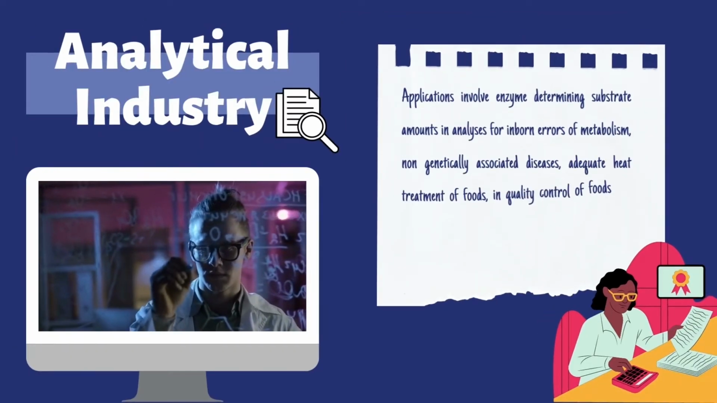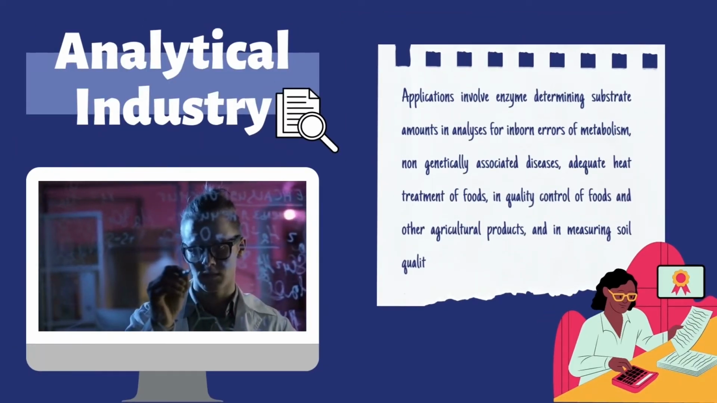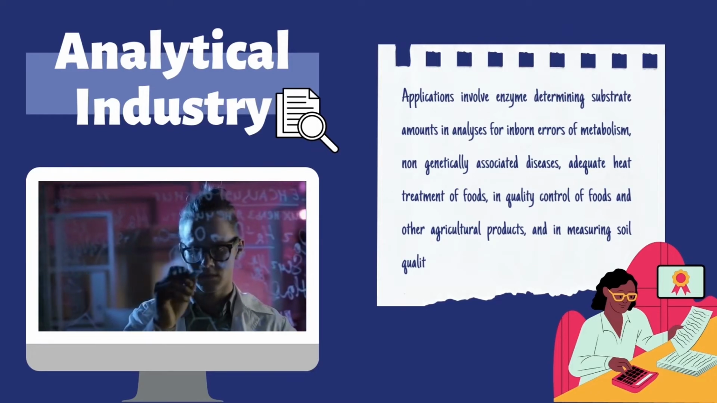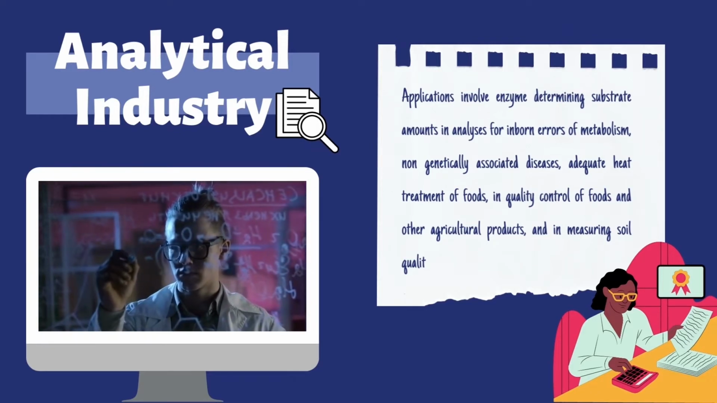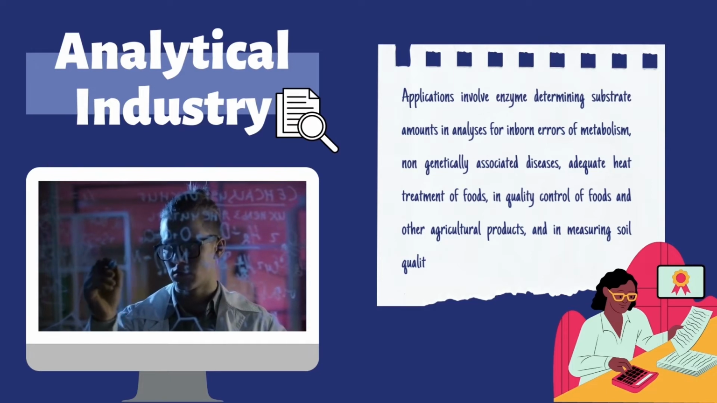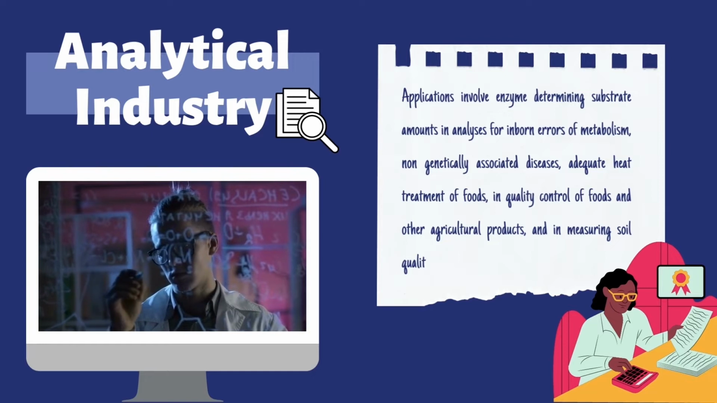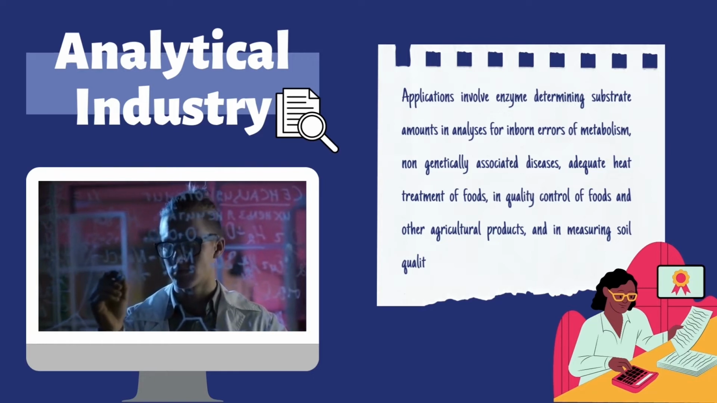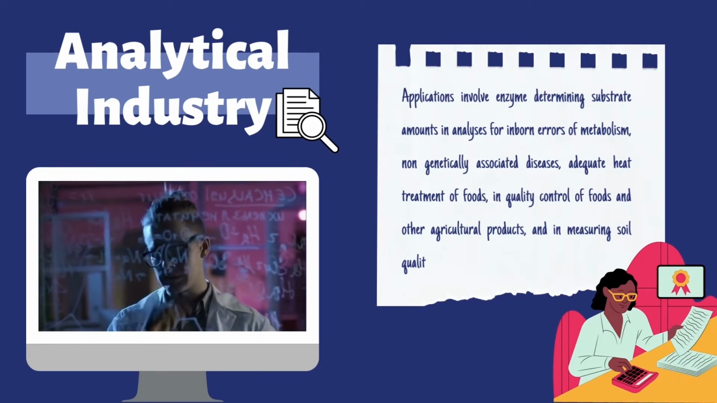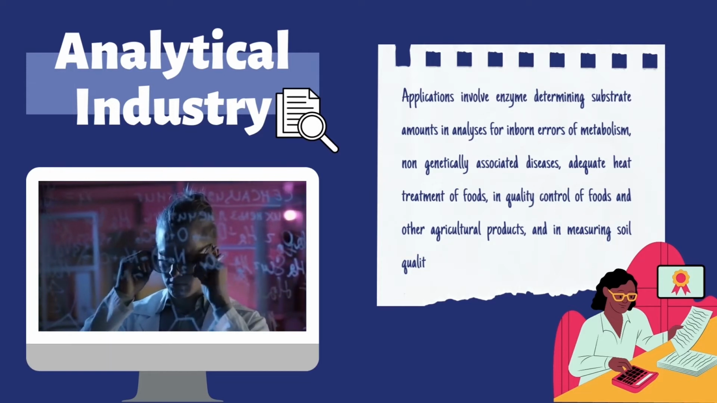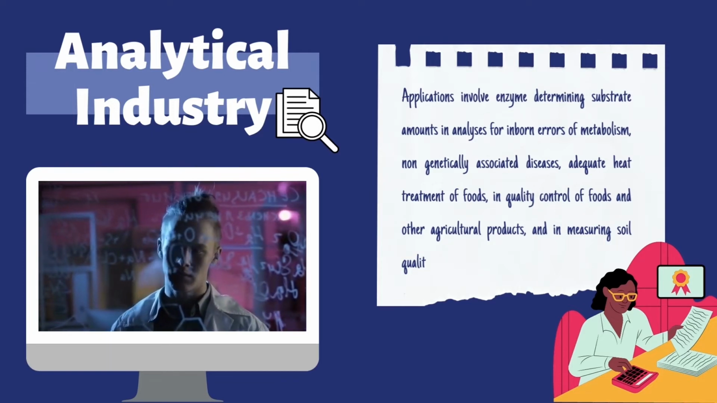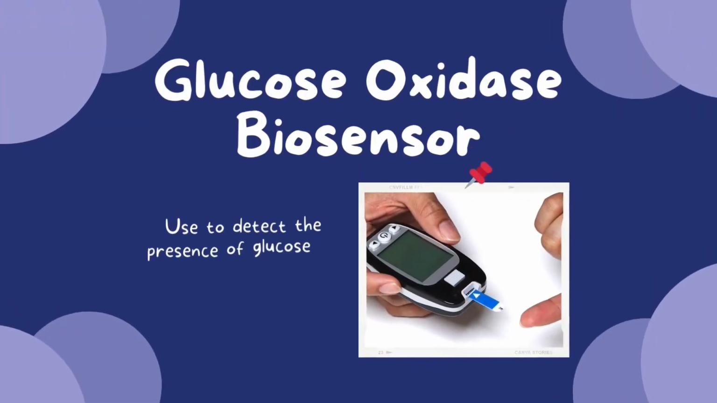The analytical industry also involves vastly different enzymes. The application involves enzymes determining substrate amounts in analytes for inborn errors of metabolism, non-genetically associated diseases, adequate heat treatment of food, in quality control of food and other agricultural products, and in measuring soil quality. One of the examples is the glucose oxidase biosensor. It is used to detect the presence of glucose in blood.